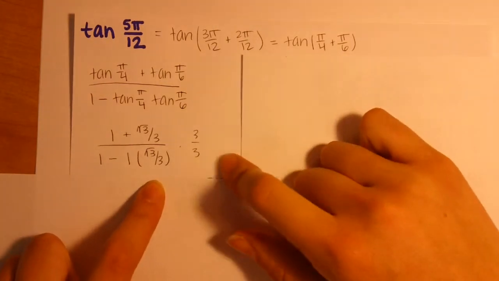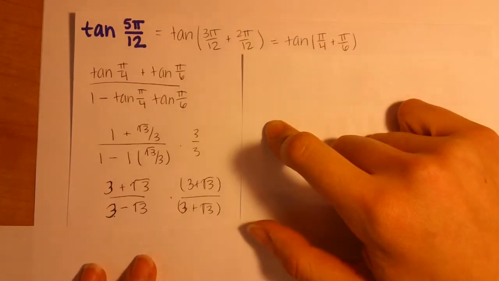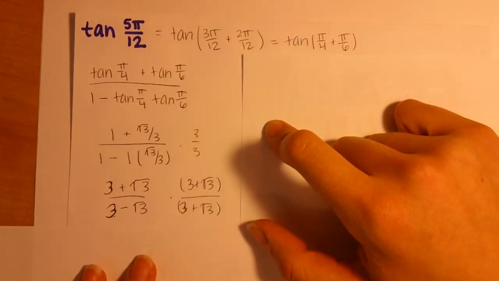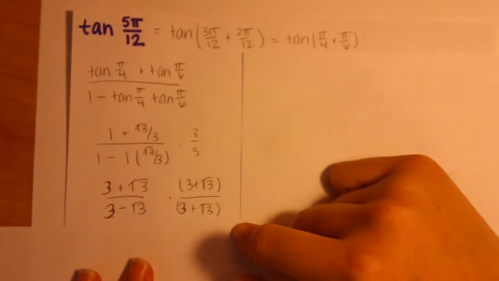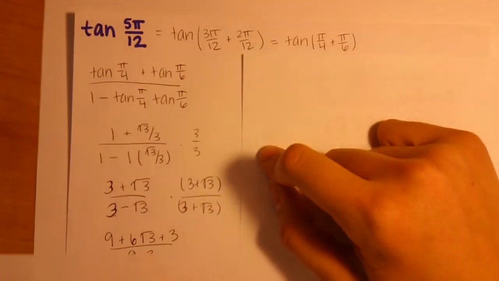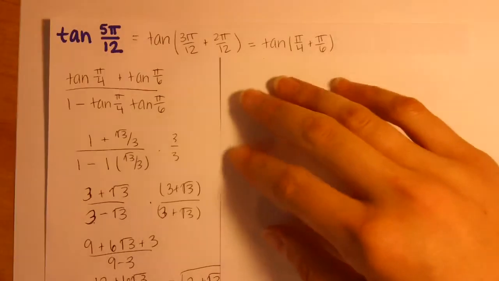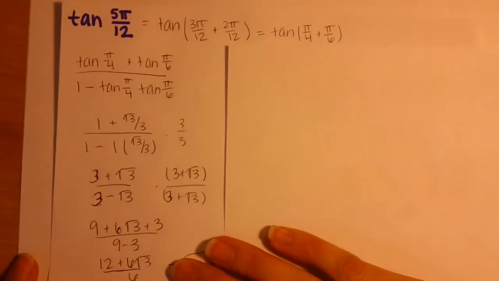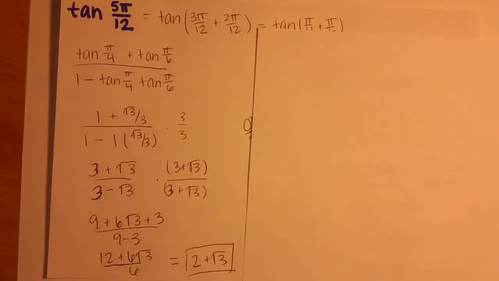I can multiply top and bottom by 3 over 3 to reduce those fractions. And I'll get 3 plus square root of 3 all over 3 minus square root of 3. Multiply by its conjugate to get rid of that radical in the denominator. And I'll get 9 plus 6 square root of 3 plus 3 all over 9 minus 3. And then that's going to give me 12 plus 6 square root of 3 over 6, which simplifies to 2 plus square root of 3.